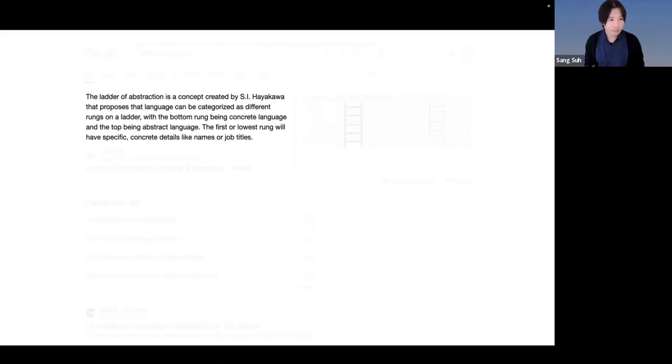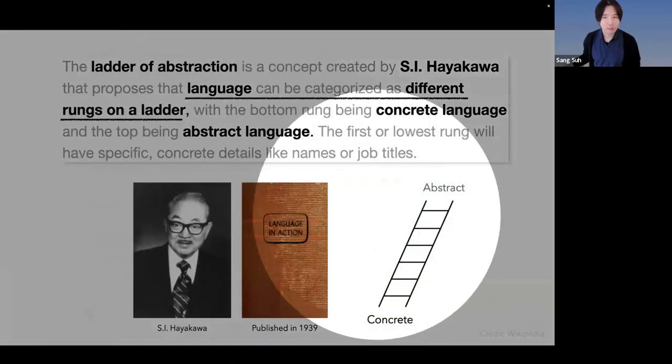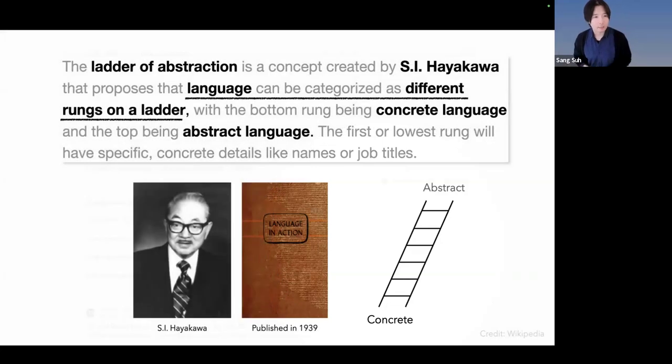In this explanation, it says the ladder of abstraction is a concept created by S.I. Hayakawa, who proposed that language can be categorized into different rungs on a ladder, with the bottom rung being concrete language and the top being abstract language. S.I. Hayakawa coined this term when he wrote the book Language in Action, which was published in 1939.